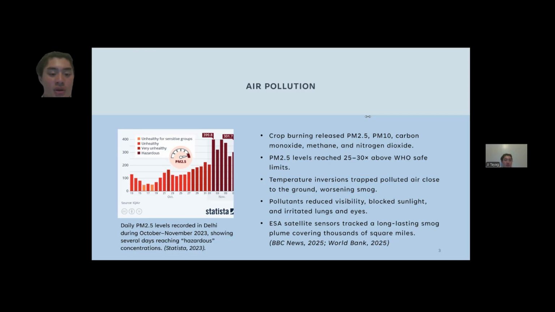Temperature inversions also occurred, which trapped polluted air close to the ground instead of letting it rise. This made the smog even thicker and more dangerous. People experienced irritation in their eyes and lungs, and visibility dropped significantly. The European Space Agency satellites tracked a long plume of smog stretching over thousands of square miles. This demonstration shows how both human actions and atmospheric conditions interact to produce major air pollution events.